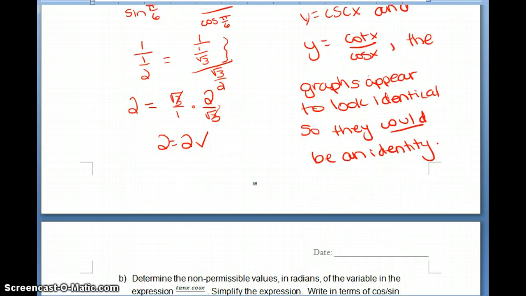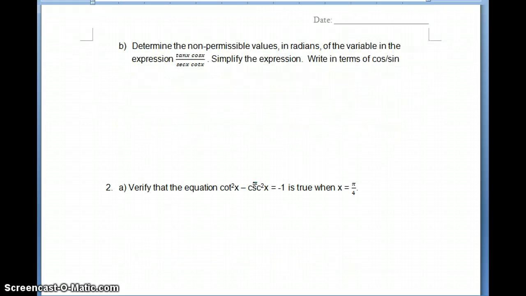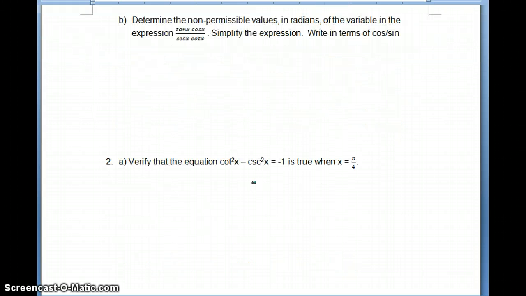Alright, so now let's move on down to B. And this one here, I'm not sure why this one's B, but it should be 2. I'll change this one to 2, then we'll go to 3 and 4 and so on. So in this question, we have to determine the non-permissible values in radians of the variable in the expression tan of x times cosine of x, all divided by secant of x multiplied by cotangent of x. We also need to simplify the expression and write this in terms of cosine or sine, which we will see happen when we simplify the expression.